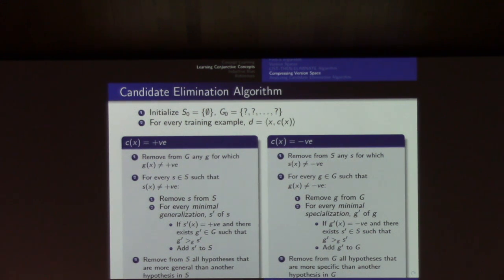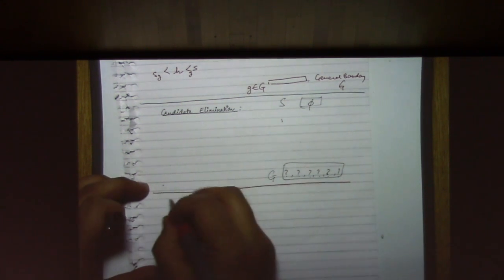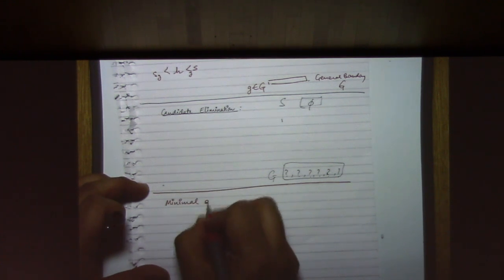All right. One thing I want to point out, because you will see that issue coming up in your gradients quiz, is this. There's some notion of what I call minimal generalization.